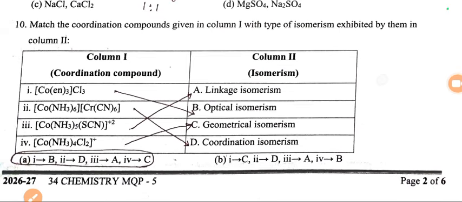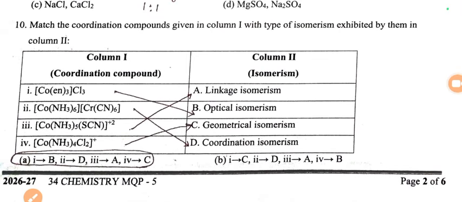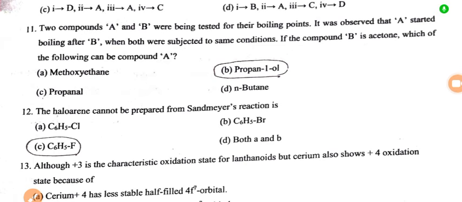10th question: match the following, when you match the complexes, option A will be the right answer for this question. 11th question: two compounds A and B were being tested for their boiling point. It was observed that A started boiling after B when both were subjected to the same condition. So that means A has a higher boiling point.